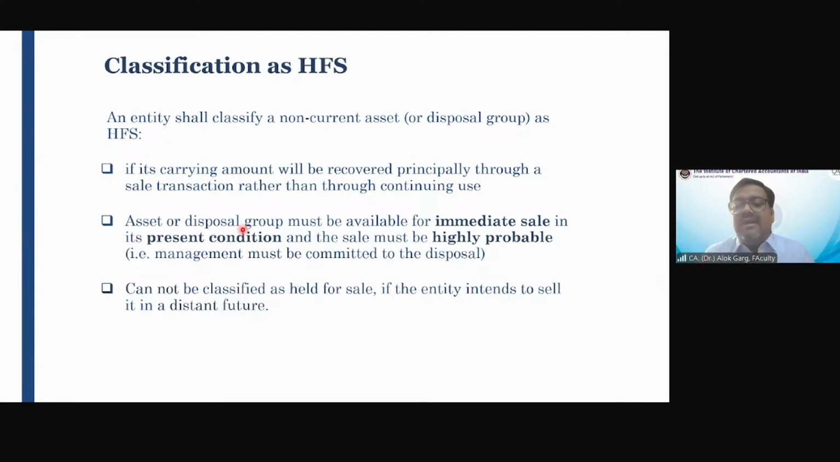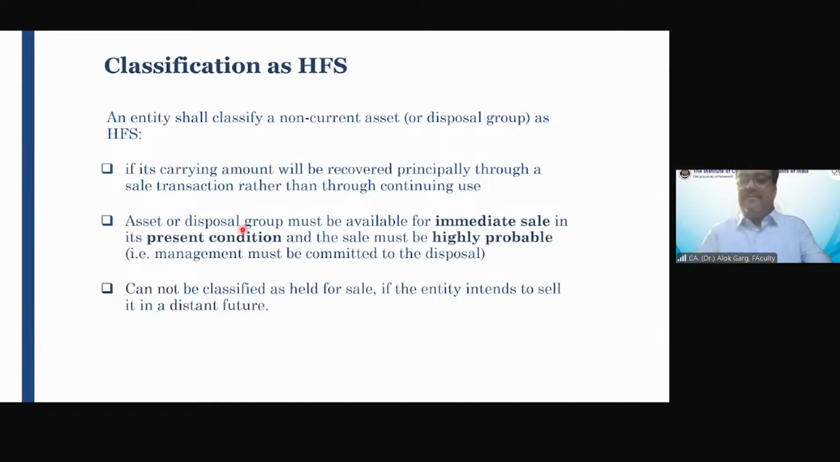I have stopped taking new orders, but the pending orders in hand will take another 6 months to complete. So I will sell this factory only when my orders are completed. My question is whether this factory is available for sale. Question number 2, whether this factory is available for immediate sale in present condition.